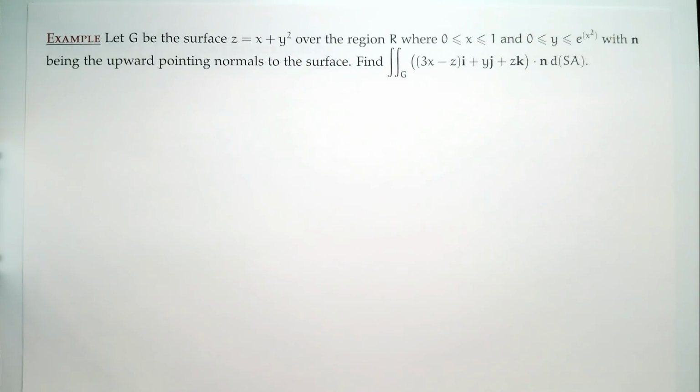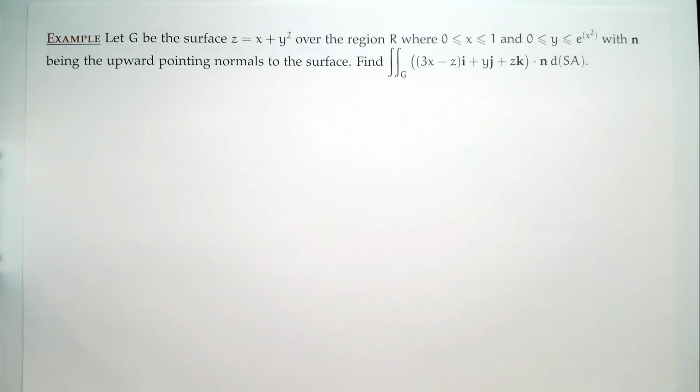Now, we might think to ourselves, okay, what problem is this? So, let's think. Is this a divergence theorem problem? And the answer is no, because this isn't a solid. Our surface G is not the bounding surface of a solid. This is not divergence theorem.